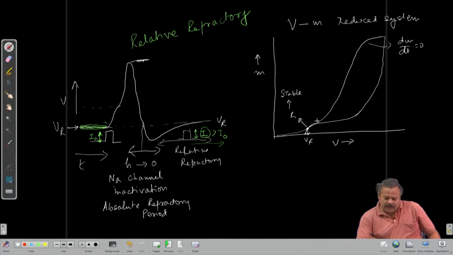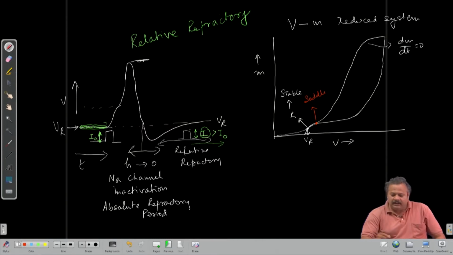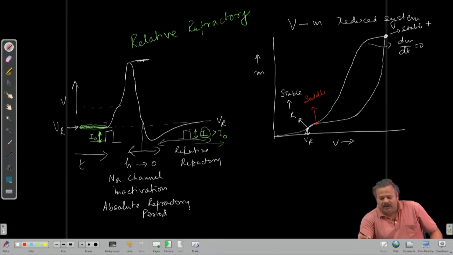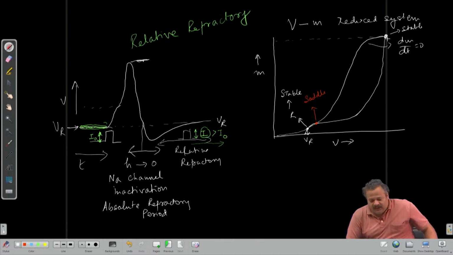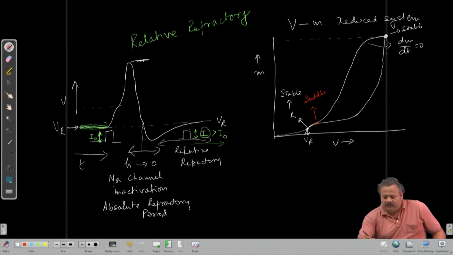Similarly, the next node, which we will mark in red, is the saddle node. This is simply a recollection of what we have done earlier. And then again we have another node, which is a stable node here at the m equals 1 value and a high voltage value around plus 53 millivolts.